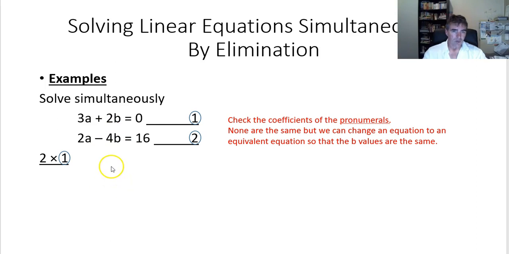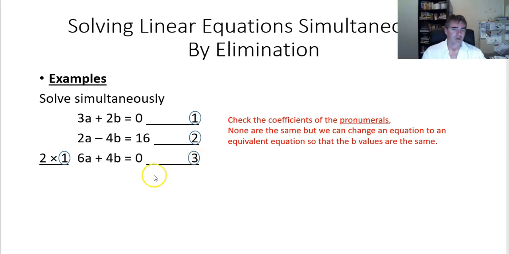So what I'm going to do is take equation 1, this first one here, and if I double this, multiplied by 2, I get a 4. So I can easily change this equation by doubling everything, making everything twice as big, and that way we will have a coefficient there that'll be the same as that one. So when I do that, 2 lots of 3a is 6a, 2 lots of 2b is 4b, and 2 lots of 0 is still 0.